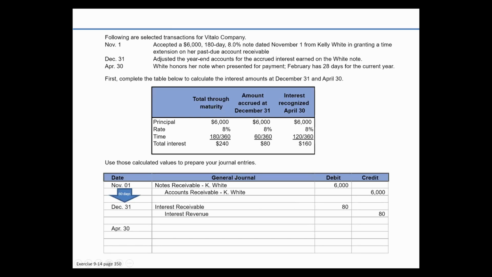And then on April the 30th, White honors her note when presented for payment. February had 28 days for the current year. And so we would debit cash in the amount of $6,240. We would credit the notes receivable, K White, for $6,000, and credit interest receivable for 80, which is from the previous period. And then we will credit the interest revenue 160, because that is the amount of interest from the current period.